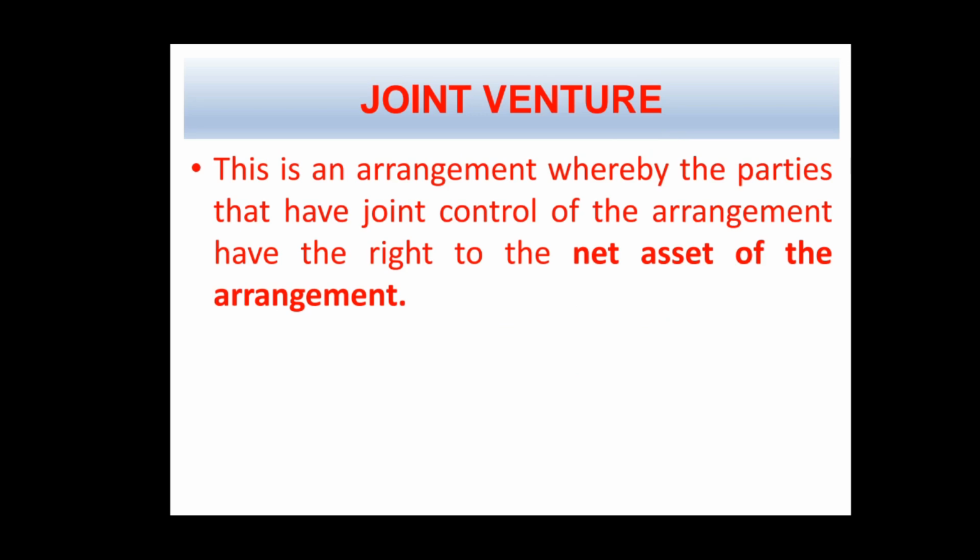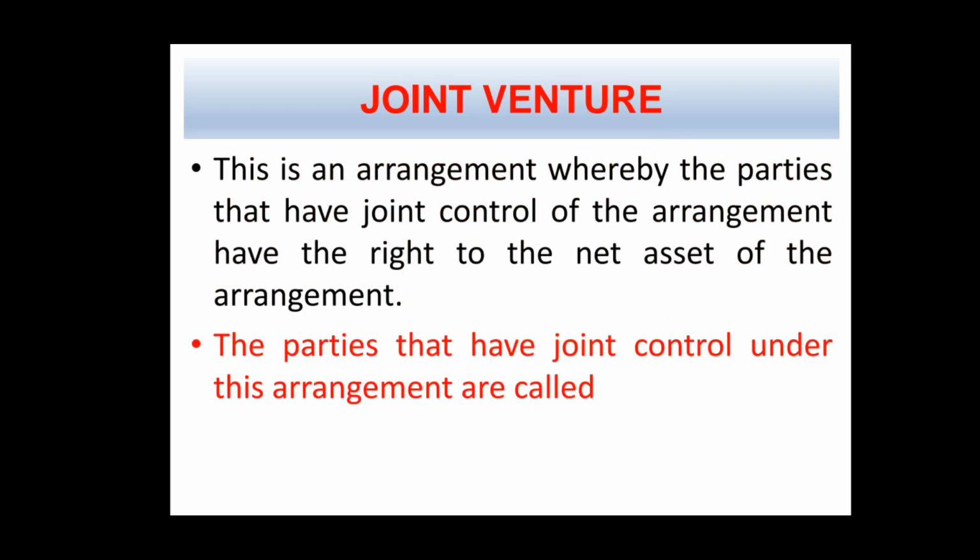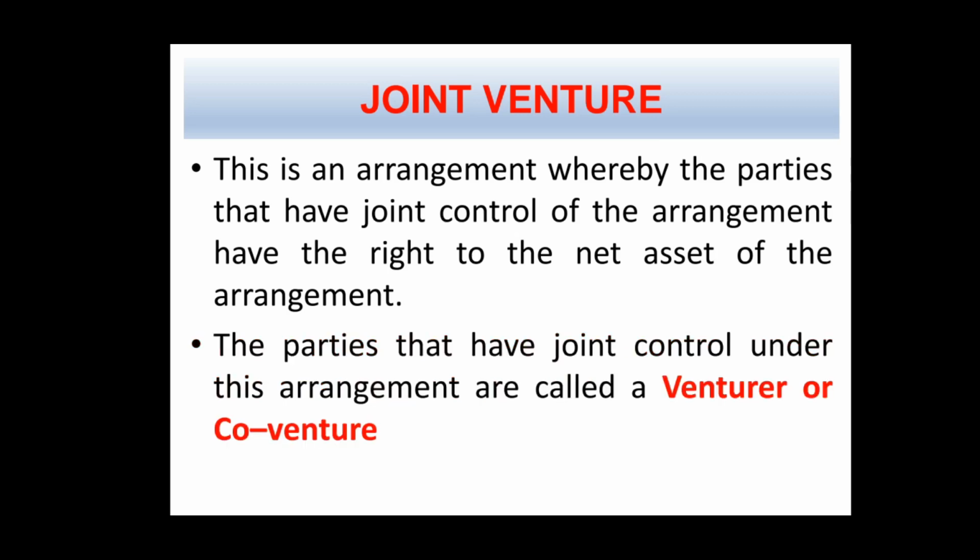Why joint ventures? If you are talking about joint venture, it's an arrangement whereby the parties that have joint control of the arrangement have the right to the net assets. So if we look at it compared to the joint operation, it has rights to assets and obligations to the liabilities. But in the case of joint ventures, it only has a right to the net assets of the operation. So a party to a joint venture is called a venturer or co-venturer, as it is called in some books.